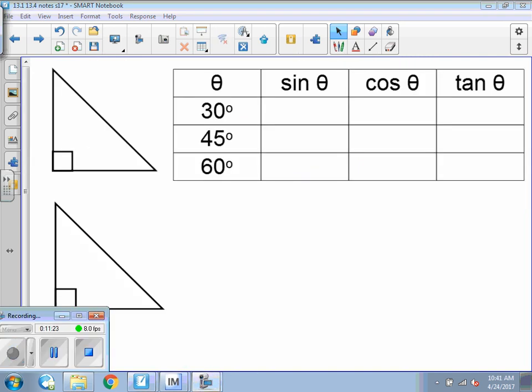30 degrees, 45 degrees, and 60 degrees. Those are the special angles. When we start the next chapter, we're going to start talking about the unit circle. Every single angle in the unit circle deals with these 30, 45, and 60 degree angles. If you know the ratios for those special right triangles, those are pretty easy to do.